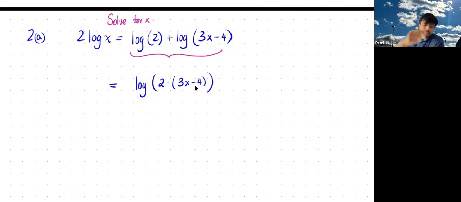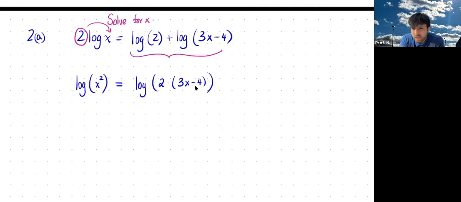On the left side, for example, you have a 2, right? And this 2 here can be placed in the exponent. So this becomes now log of x squared. Now look what you have here. You have log of x squared equals log of 3x minus 4. How do you get rid of the logs?